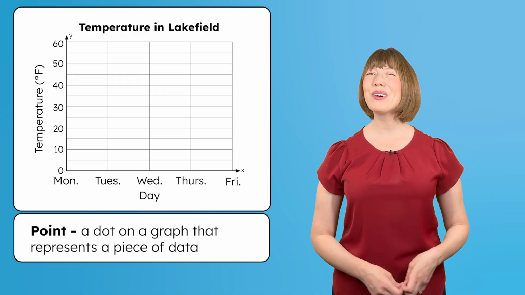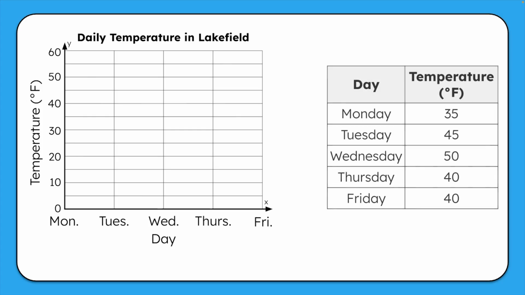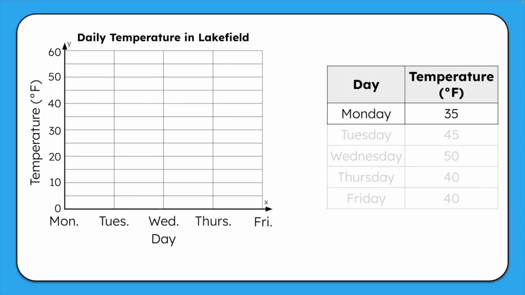Now, let's build our line graph together. Here are Lakefield's temperatures. On Monday, it was 35 degrees. How do we show this? With a point. Find Monday on the x-axis, then follow the line up to 35 degrees on the y-axis. Plot a point where the grid lines for Monday and 35 degrees meet.